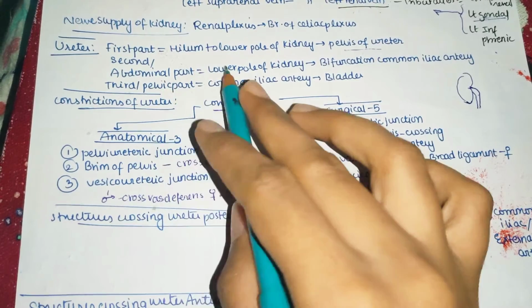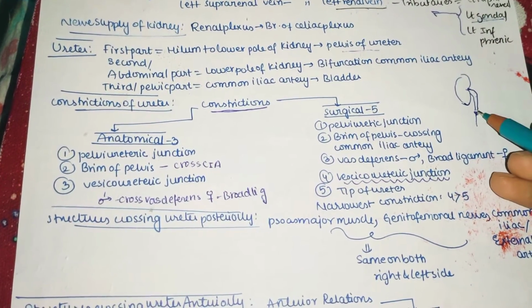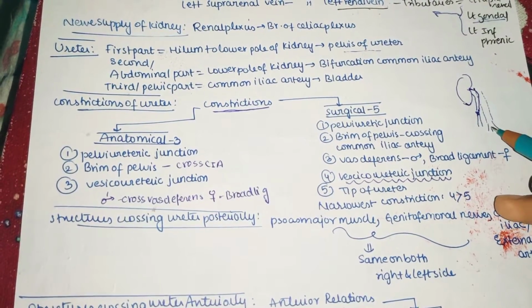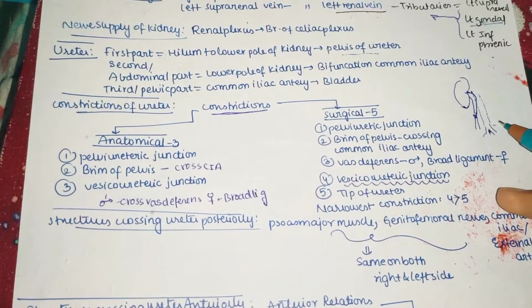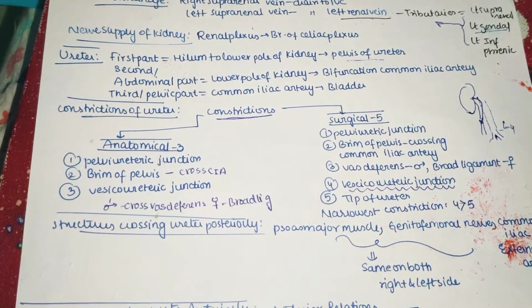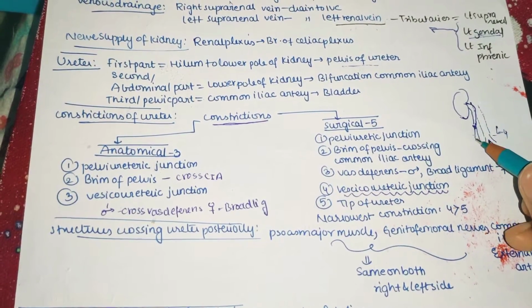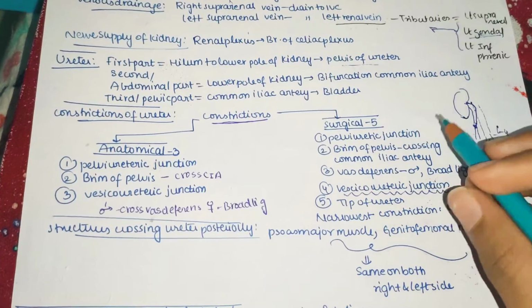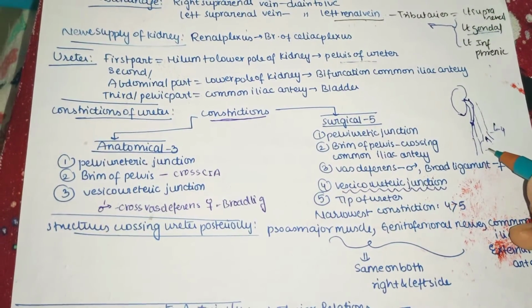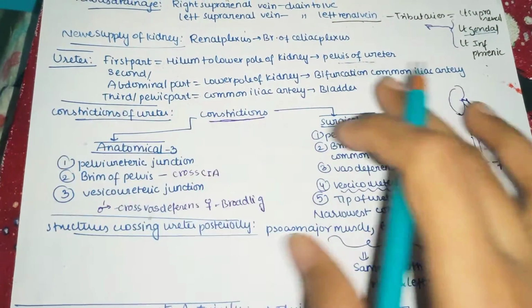Next, the second or abdominal part, from the lower pole of kidney to the bifurcation of common iliac artery. You know, common iliac artery will bifurcate at the level of L4. Okay, so at the level of L4, this second part, that is abdominal part of ureter, is present. So from the common iliac artery to the bladder, it is the third or pelvic part. So these are the three parts of ureter.